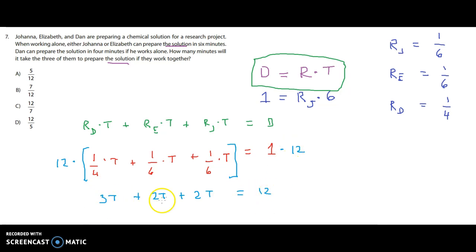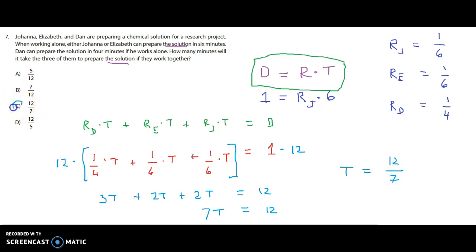Then finally, we can add all these t's together. They're all like terms, so we have a total of 7 t's. So we have 7t is equal to 12, and then to solve for t, divide both sides by 7, and that gets us t is equal to 12 over 7. So the amount of minutes that it would take would be just under 2 minutes if they're all working together, and that would be our answer here.